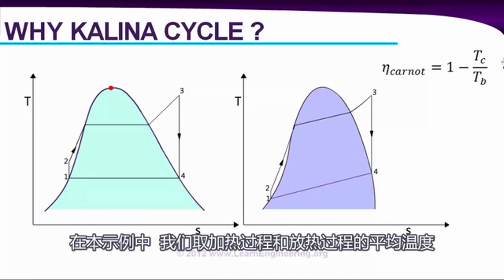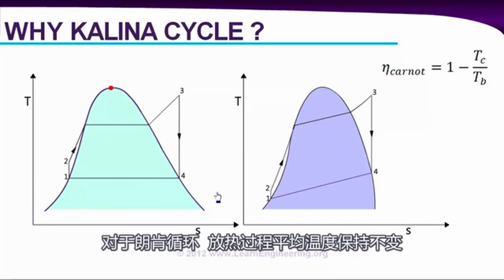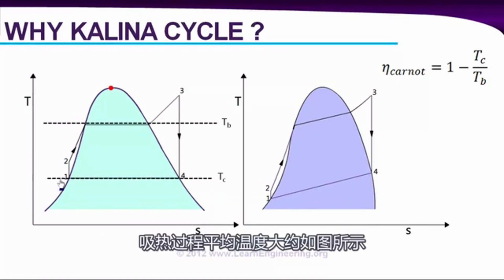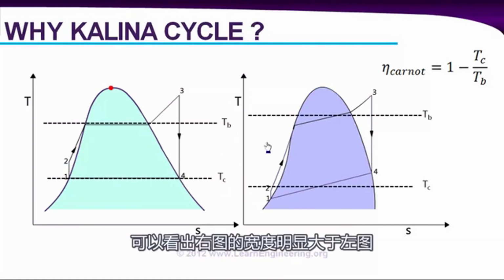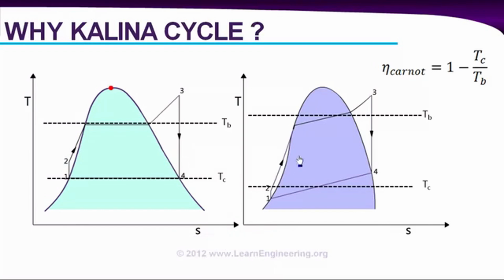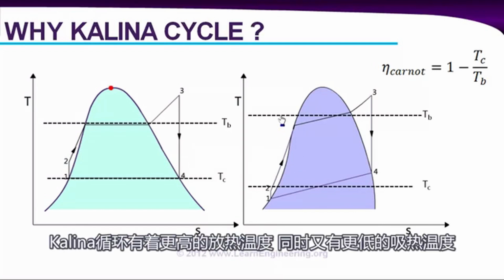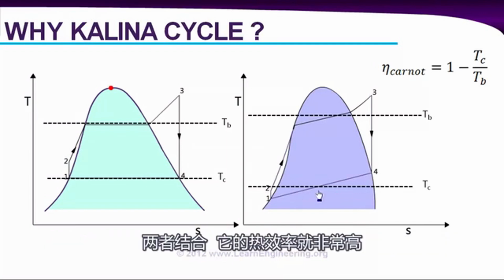So in order to use this formula, we will take the average heat addition temperature and average heat rejection temperature for both cycles. For a Rankine cycle, the average heat rejection and average heat addition temperature will be like this. The average heat rejection temperature is the same as the condenser temperature because temperature is uniform during the process. And roughly this will be the average heat addition temperature. And these two average values for a Kalina cycle will be like this. You can see it's much wider compared to a Rankine cycle. It has a higher average heat absorption temperature and a lower average heat rejection temperature. So obviously it will have a high thermal efficiency.